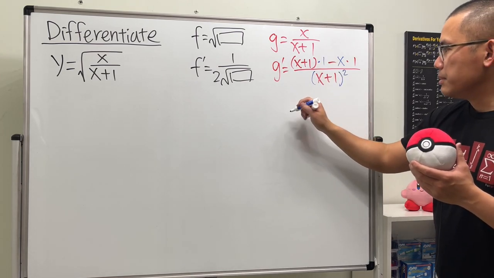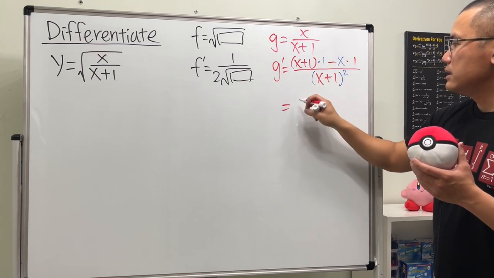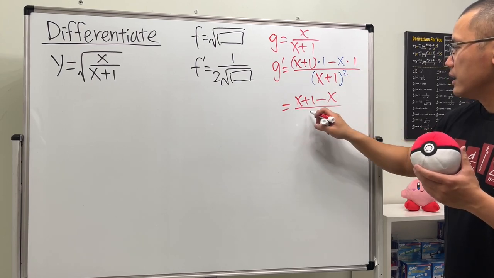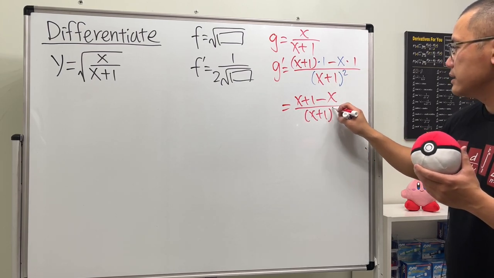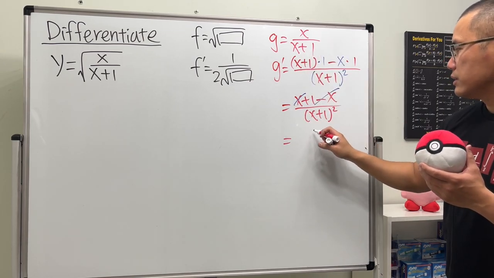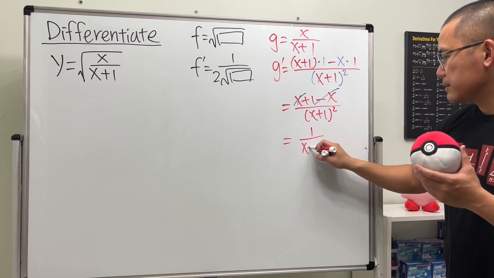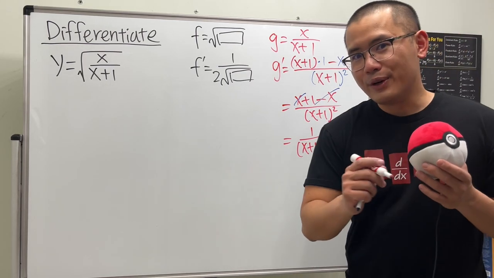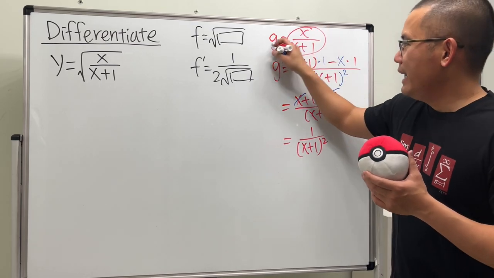And it looks like we can simplify a little bit, because we see this is just x plus 1, and then minus x over the bottom is x plus 1 squared, and this and that cancel. So this is just 1 over x plus 1 squared. All right? Now, you know it. We are going to put this in the box.